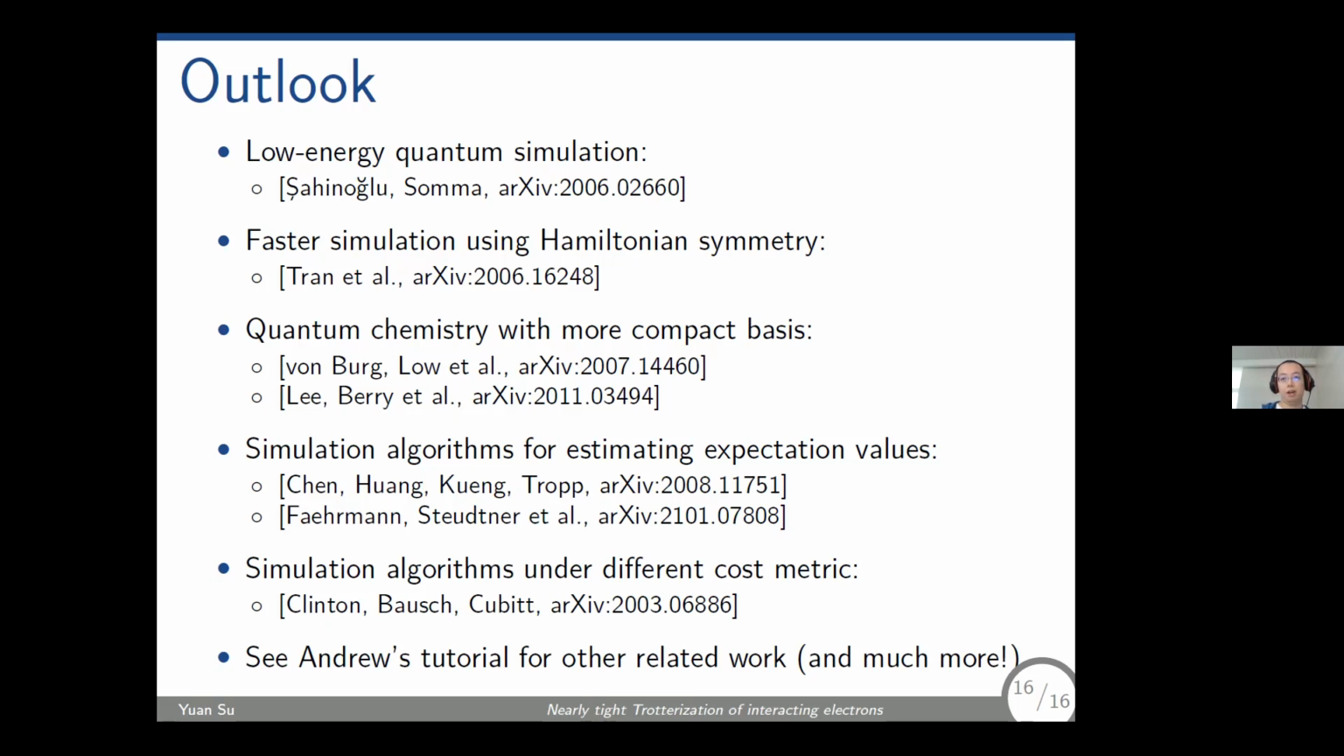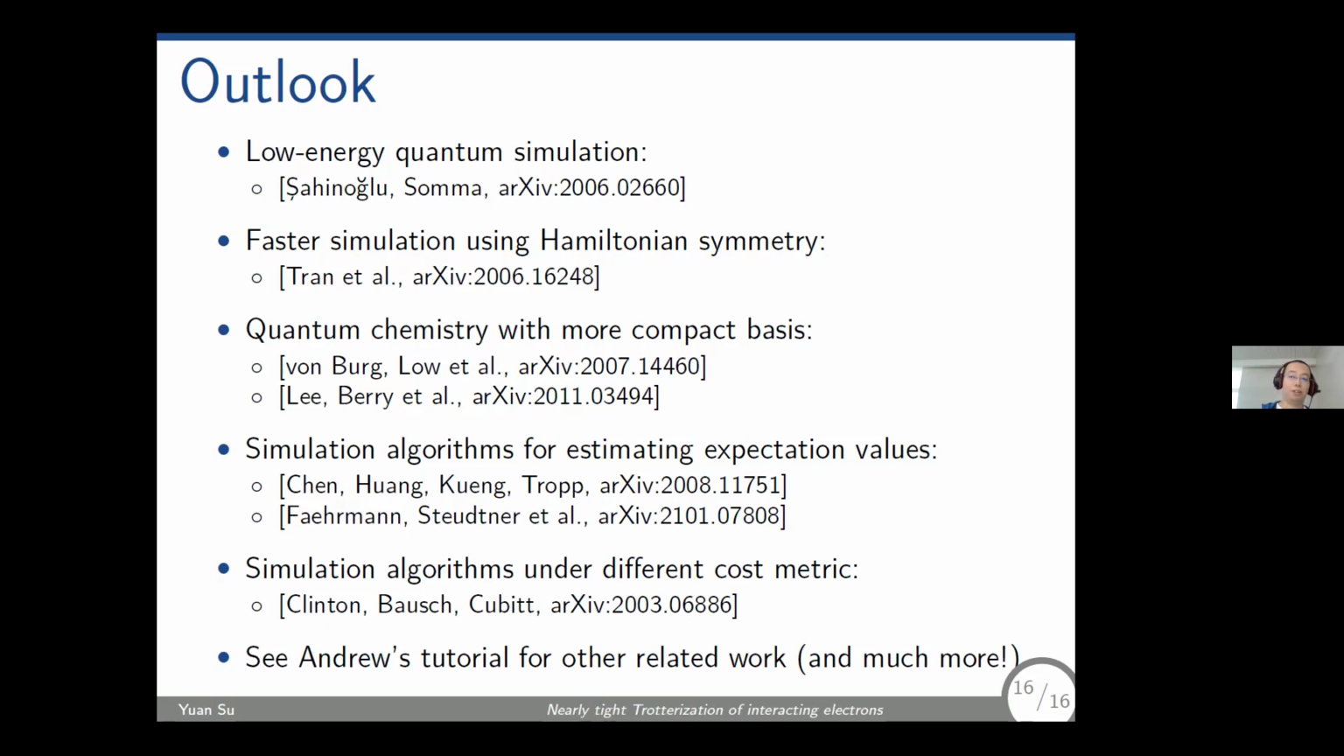There is also some recent interest in designing quantum simulation algorithms for different tasks. For example, here we consider approximating the evolution operator. But let's say you only care about measuring observables, then hopefully you can design more efficient quantum algorithms for that task. We have considered the so-called quantum circuit model, where the complexity of the algorithm is determined by the number of gates used in the circuit.